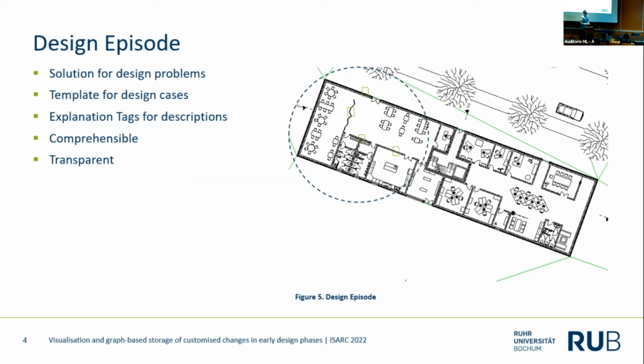The other approach is the design episode. Design episodes can be made multiple times in one building. For example, in this one here. A design episode is, for example, part of the floor plan or a part of the building with a specific idea of the architect. So the architect is able to tag these ideas, for example, as explanation tags and descriptions. And then it is more comprehensible and transparent for other users to understand the idea of the whole design.